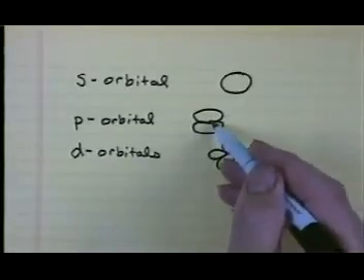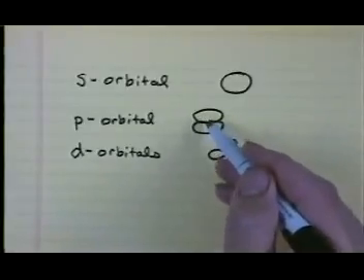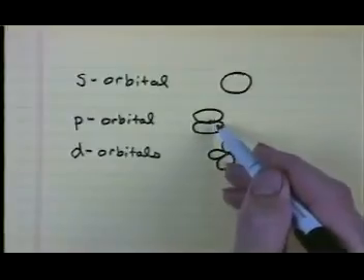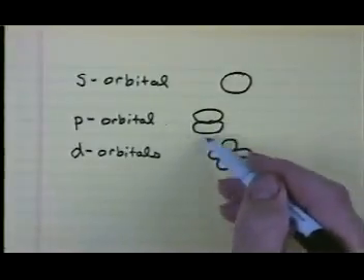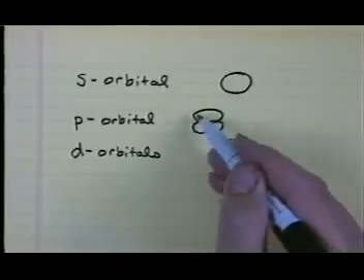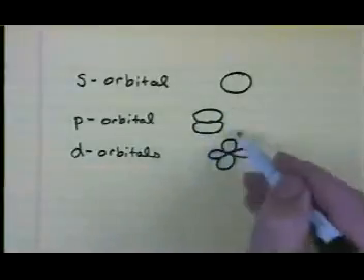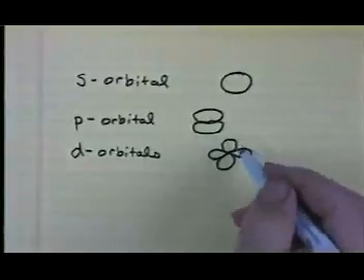This is one p orbital. It may look like 2 orbitals to you, but it's one p orbital. There are 2 lobes. It just happens there's 2 lobes. Still, there's only room for 2 electrons in this one p orbital.